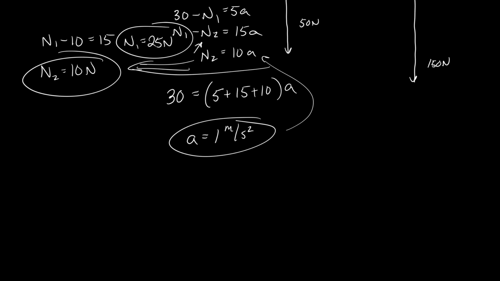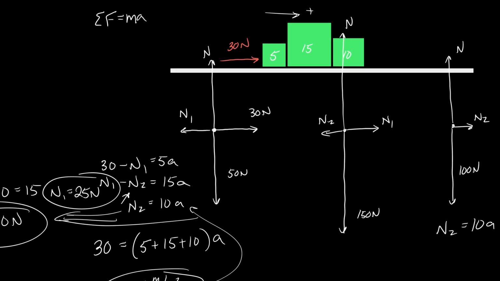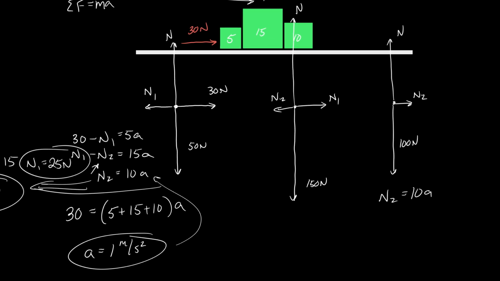So I took the acceleration and just plugged it back in to figure out what the other normal forces were. Not terrible. Now you're supposed to redo this problem with the applied force on the other side of the boxes. That doesn't really change very much here, but I don't know, if you want, we'll do it.